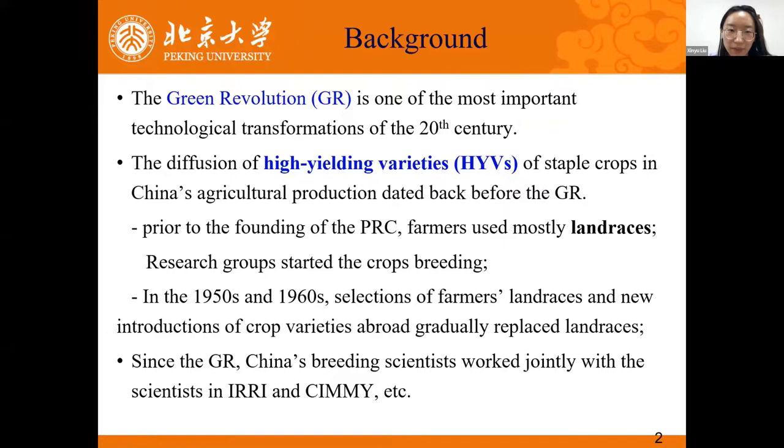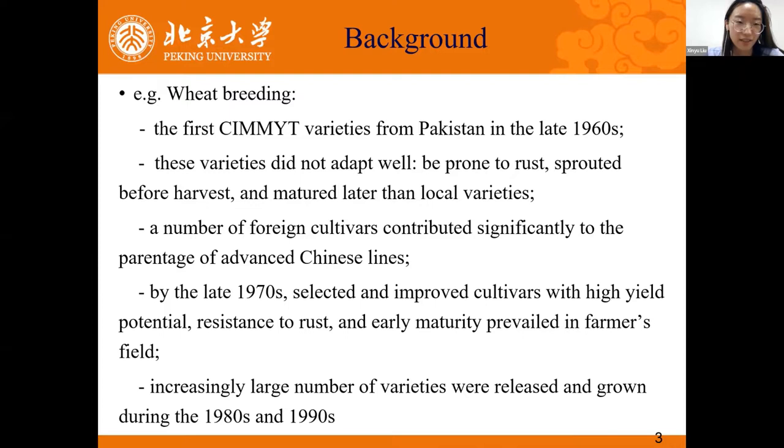As everybody knows, the Green Revolution is one of the most important technological transformations of the 20th century. And in China, the diffusion of high yielding varieties of staple crops dated back before the Green Revolution. After that, China's breeding scientists worked jointly with several scientists in IFPRI on the wheat sector. Here is the example of wheat breeding. It comes with the following several processes.